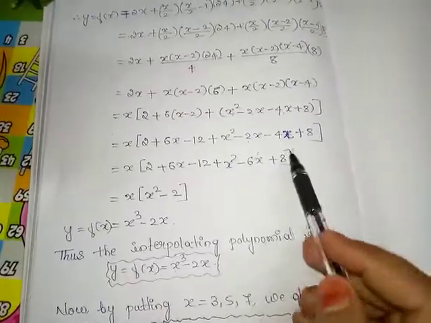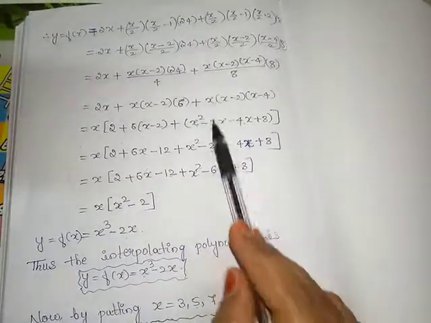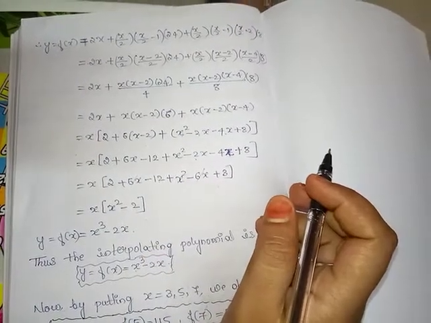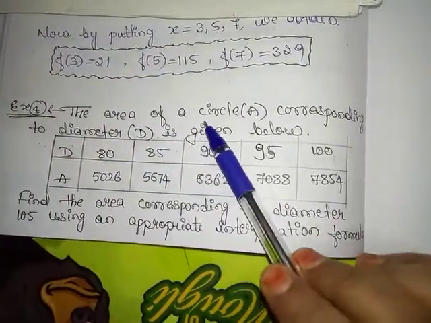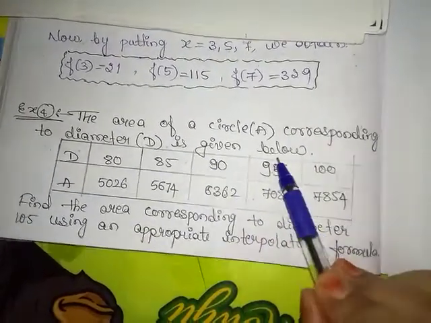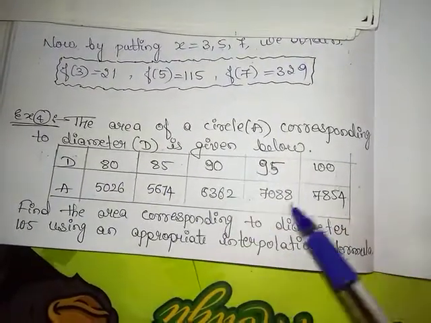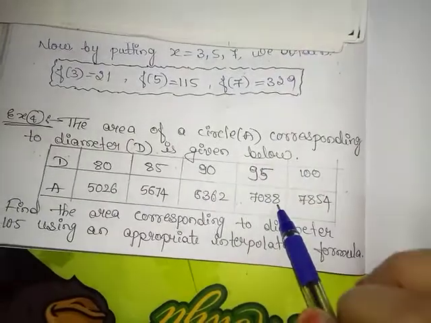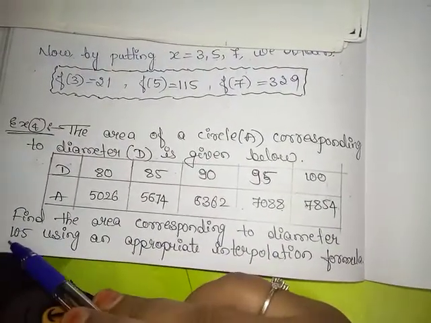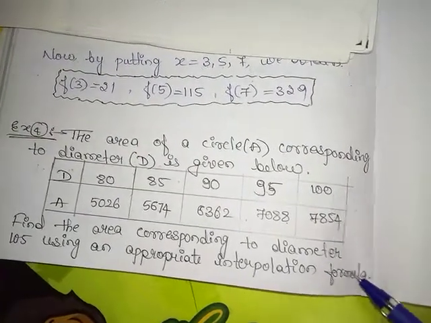Okay. In this example, you should be careful about solving these terms. Okay. Next example, the area of the circle A corresponding to diameter D is given below. D diameter values are 80, 85, 90, 95, 100 and corresponding area values are given. Find the area corresponding to diameter 105 using an appropriate interpolation formula.